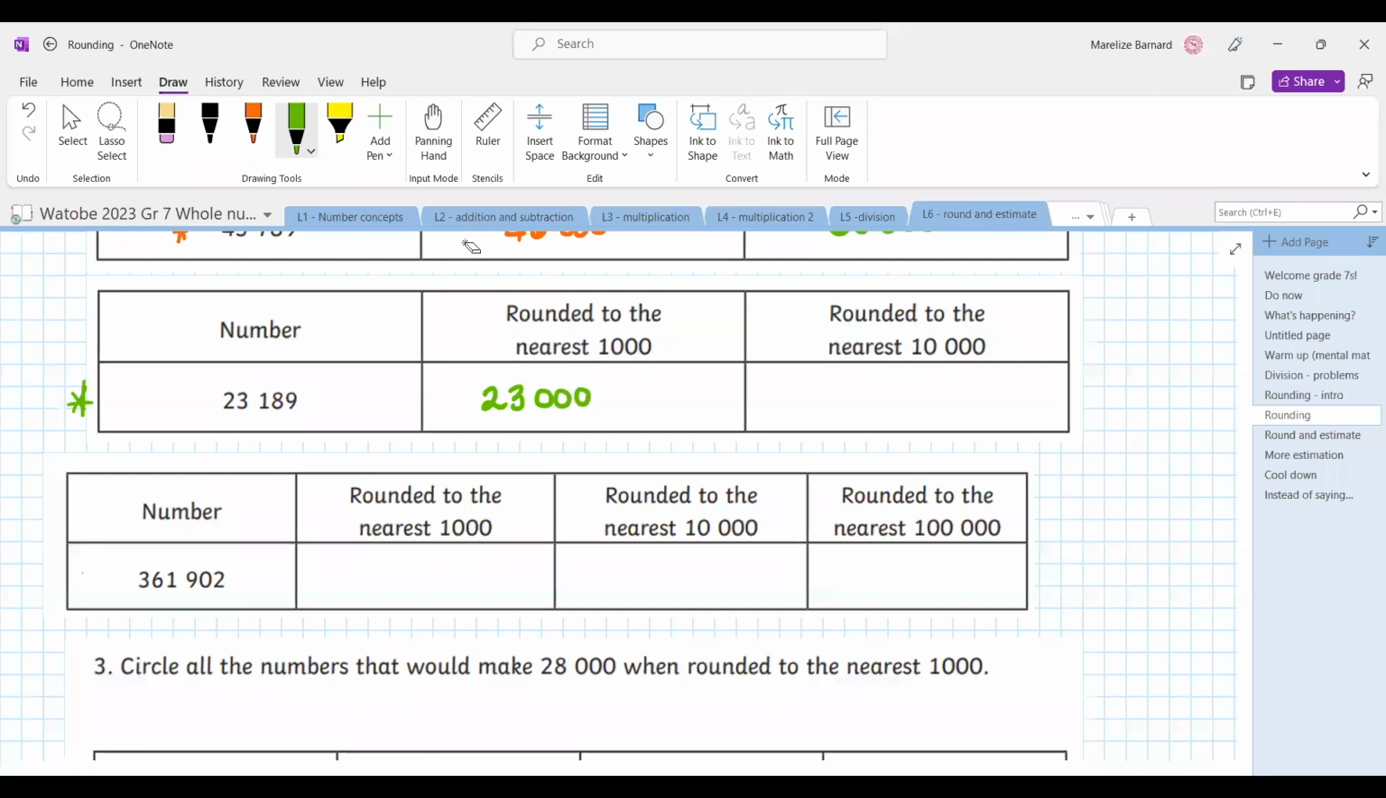I was doing the next one already. The next one is 23. 20,000. There we go. Okay. And let's do the last one.